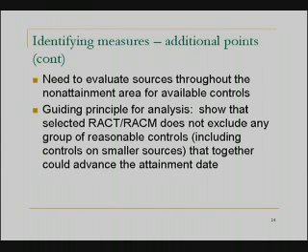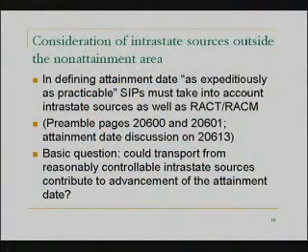A guiding principle for the analysis is to show that in selecting RACT and RACM, you haven't excluded a group of reasonable controls, including controls on smaller sources than you applied measures to, that together could advance the attainment date. Although not explicitly part of the RACT and RACM analysis, it's important to note that the rule does require investigation of intrastate sources outside of the non-attainment area. In defining an attainment date, which is as expeditious as practicable, there's a basic question: could transport from reasonably controllable intrastate sources, i.e. outside the non-attainment area, contribute to the advance of an attainment date?